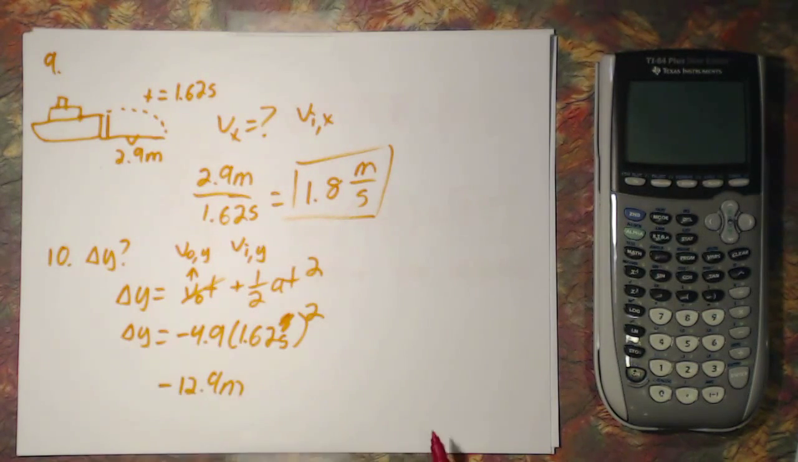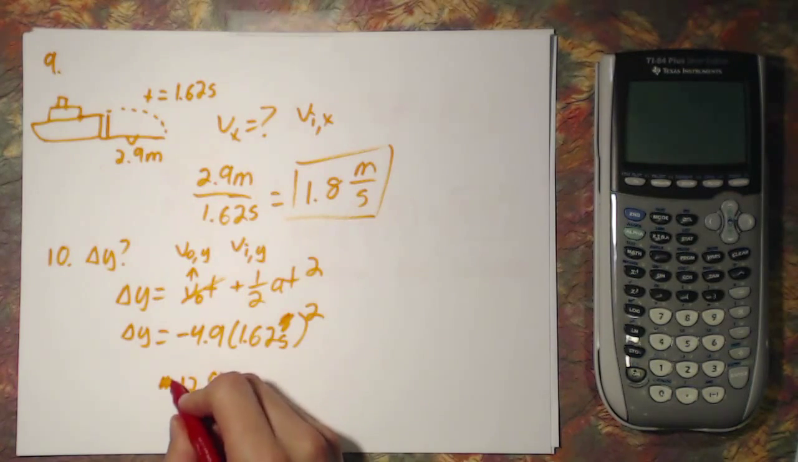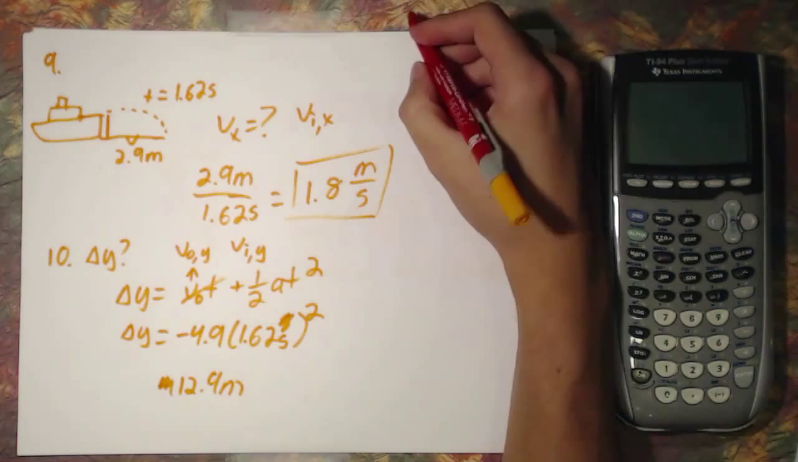That's your delta y, but it's asking how high above the water is the deck. And the deck's not negative 12.9 meters above the water. That would make it below the water. It's just 12.9 meters. So you don't need the negative sign, even though your answer is negative. You have to be able to interpret your answer and make it match what the problem is actually asking for.